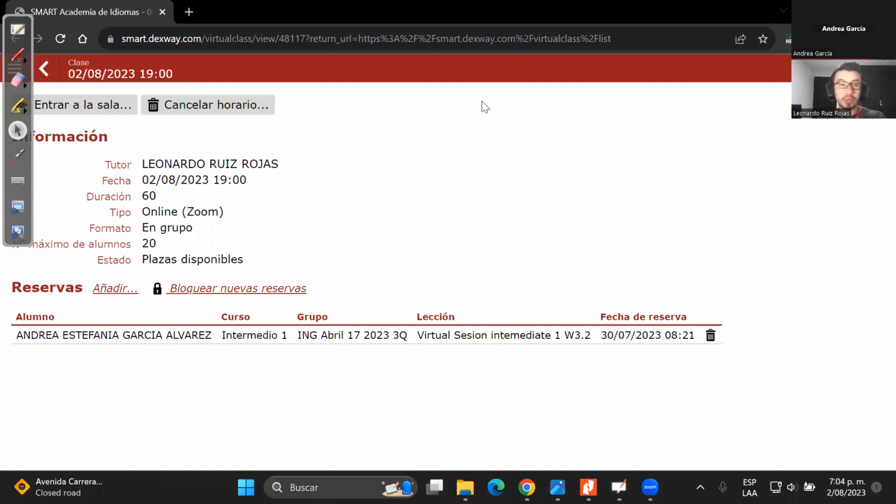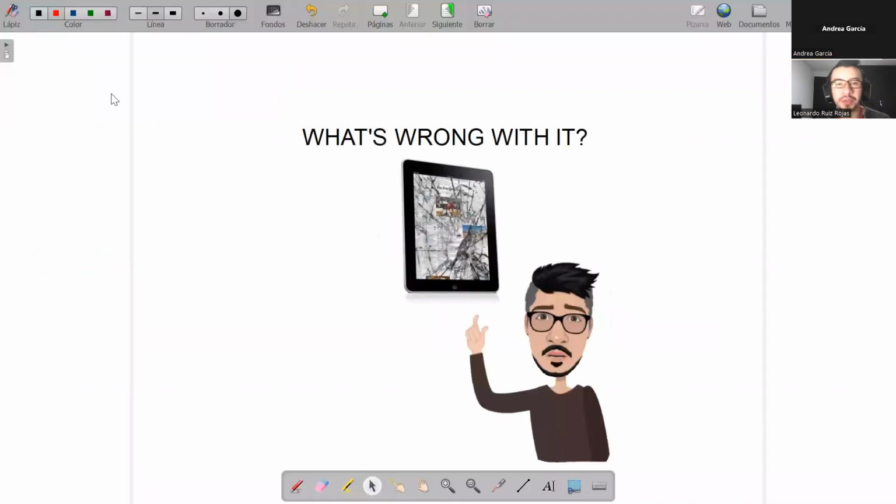Bueno, my dear, so today we're going to be working in our class number 3.2. It's the second class of the week, number 3. And we're going to start right now with a very simple question. Here we have a picture of something, which is, of course, an iPad. But the question is, what's wrong with it? Do you understand the question, what's wrong? When I say what's wrong, what's the meaning of that question?